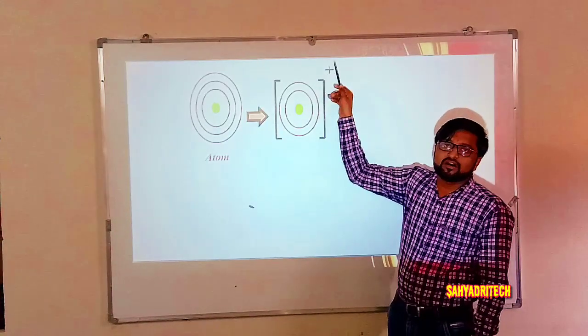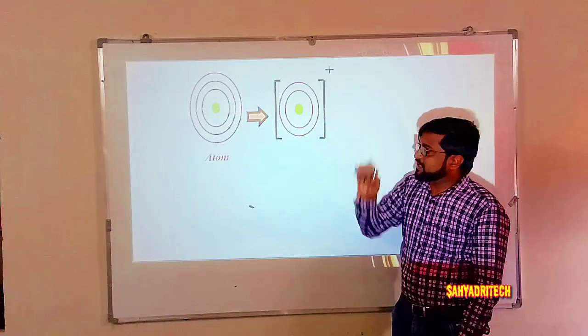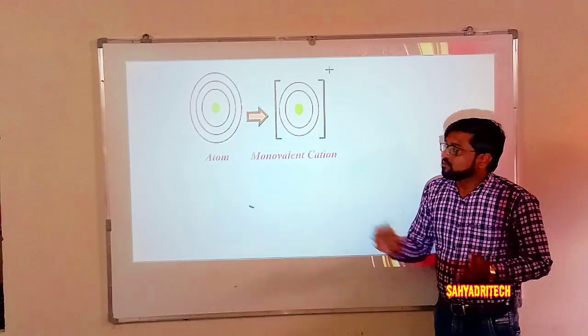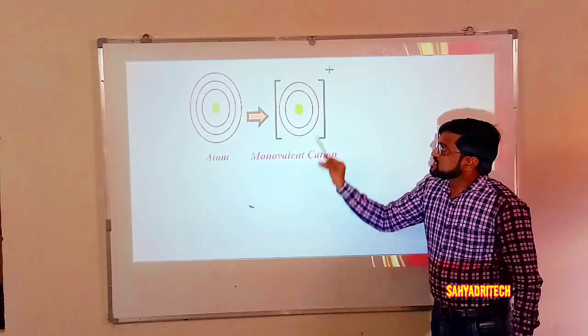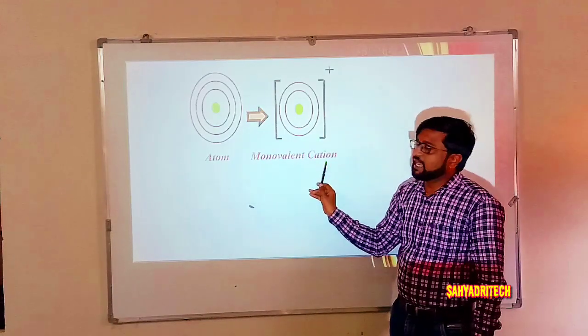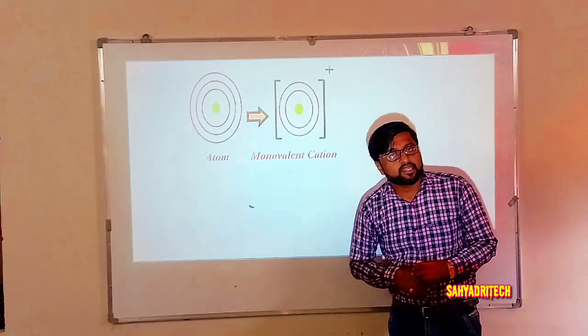If two electrons are lost, plus two charge. Okay. So it becomes a monovalent cation. What we are saying, monovalent, since it's going to carry plus one charge, therefore we say monovalent. It is a cation, positively charged particle.